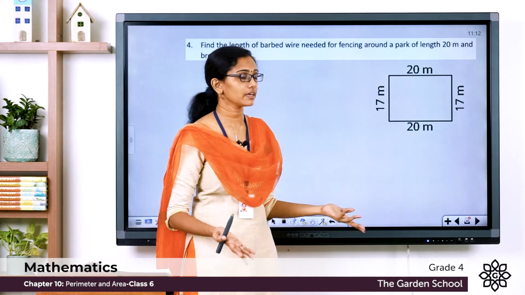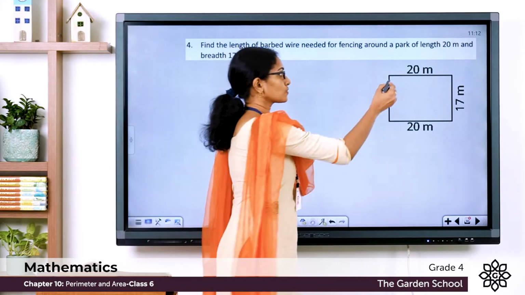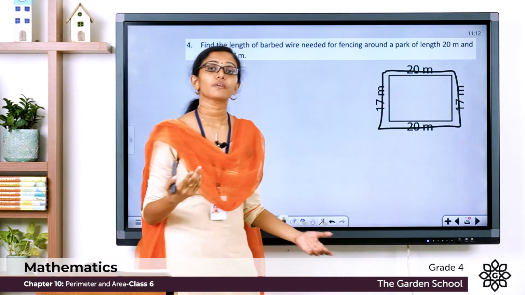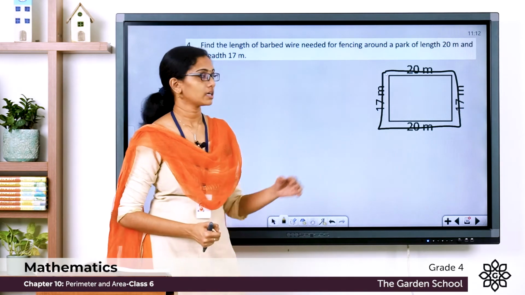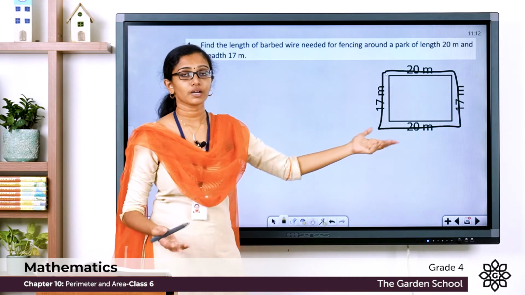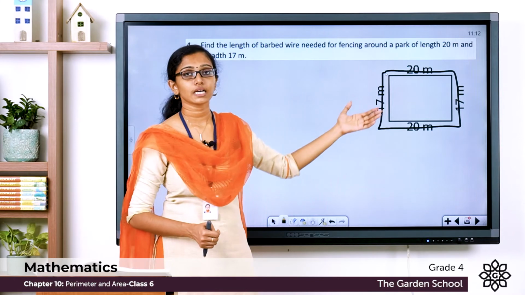So, where do you build the fence? Around the park or along the boundary. So, to find out the length of the boundary, it means finding out the perimeter. So, how do we find out the perimeter of this one? The park is a rectangular one. So, the perimeter of a rectangle is equal to the sum of the lengths of all its sides.